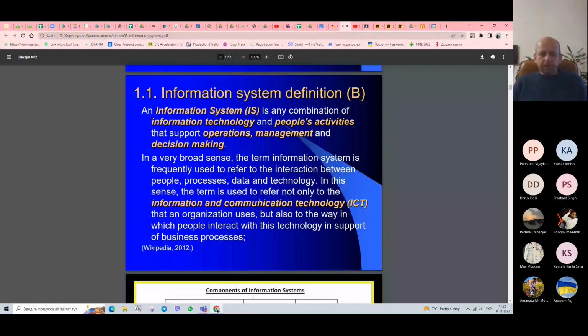Information system is any combination of information technology and people's activities that support operations, management, and decision making. In a very broad sense, the term information system is frequently used to refer to the interaction between people, process, data, and technology. In this sense, the term is used to refer not only to the information and communication technology that an organization uses, but also to the way in which people interact with the technology in support of business processes.